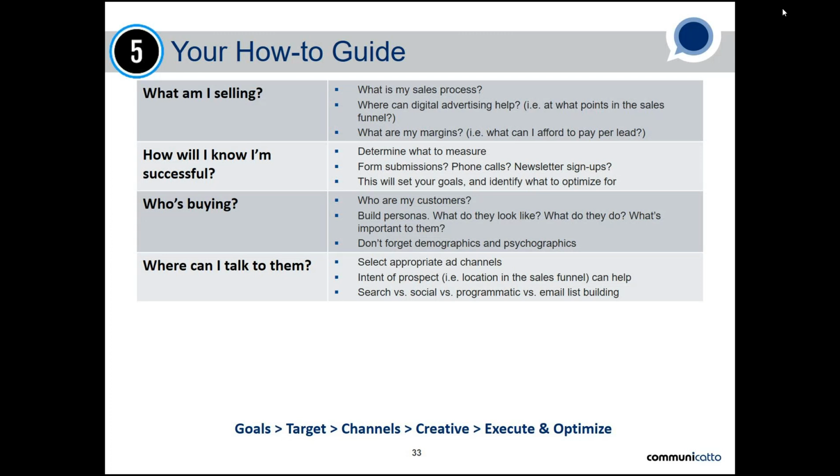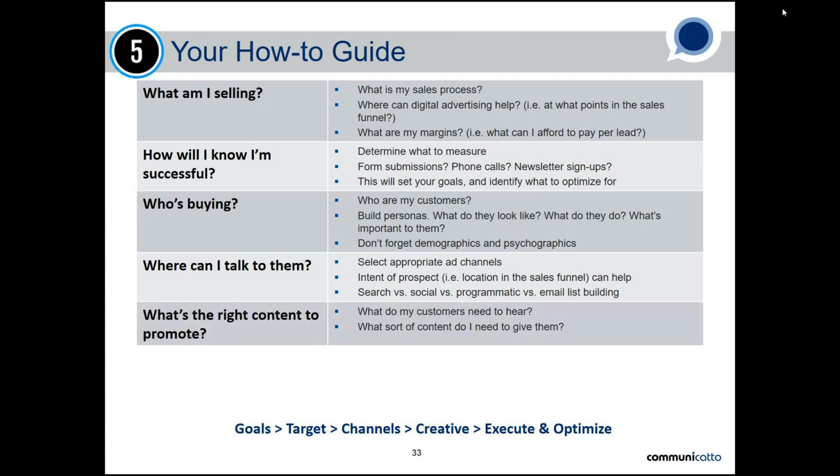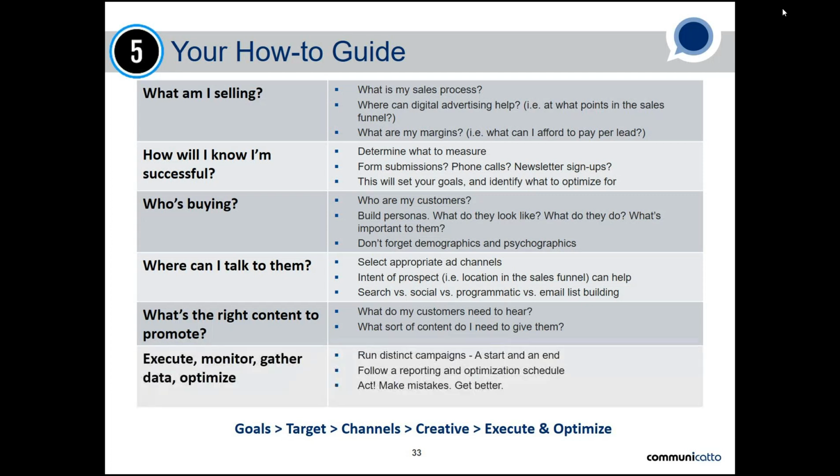If they're in a particular age bracket, are they more likely to be on Facebook? Are they more likely to be on Instagram? And is it going to be a search versus social? Or something newer like programmatic, or are we going to focus in on something more classic but effective like email list building? And then, of course, what's the right content to promote? So what is the messaging you want to get out there? What do the customers need to hear? What sort of content do you need to give them in order to achieve your goals?